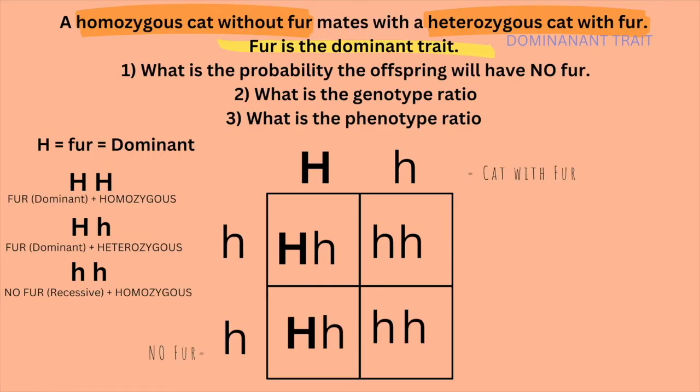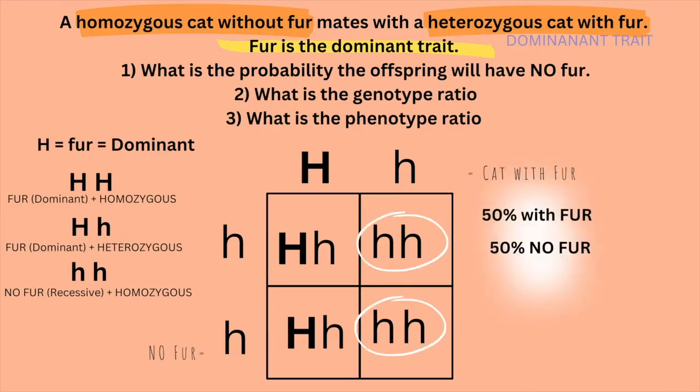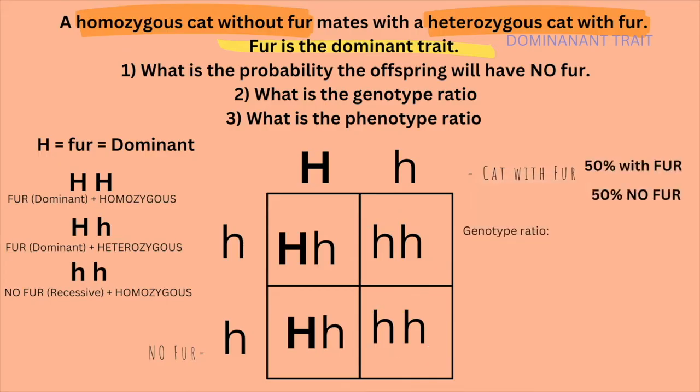So remember here that a capital letter represents the dominant trait. And if there is a dominant trait present, it will mask the other allele. In other words, the dominant trait will be expressed. So here we can say 50% of the offspring will have fur because they have a big H present. And 50% will not have fur because there's no big H present. So that answers question number 1.